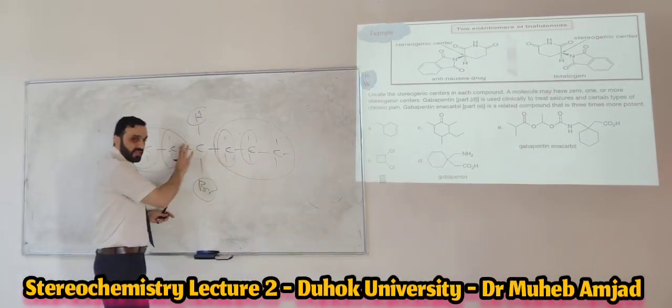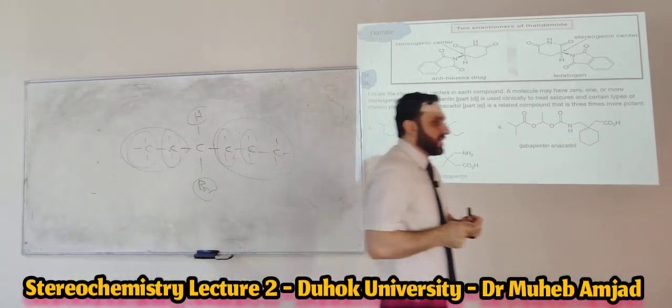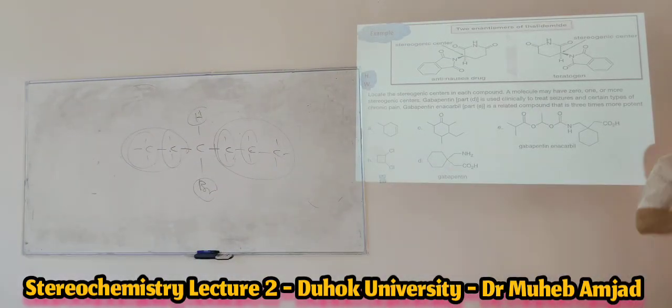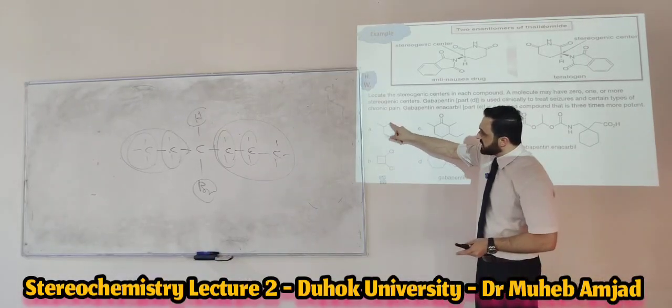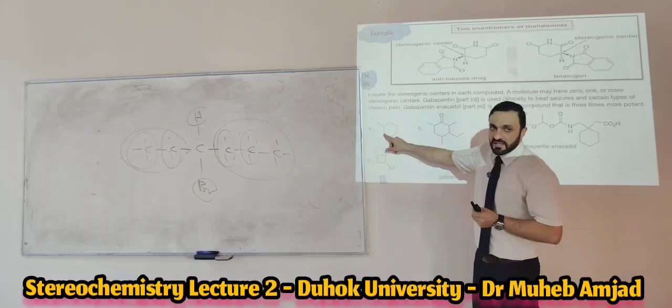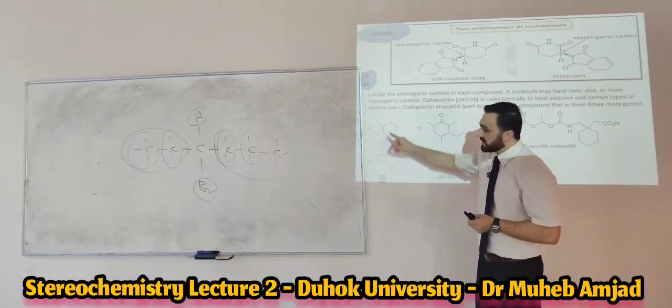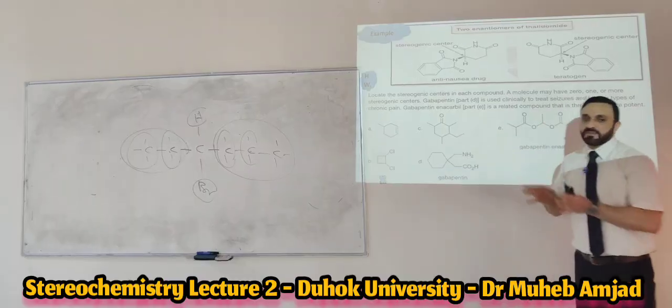For this reason, we say the stereogenic center has 4 different groups, not atoms. Groups. All the groups are different. So if you say this CH2 and this CH2 are the same, that means it is not a stereogenic center, your answer is false. You have to go to the next atom. What is the next atom here? CH. What is the next atom? CH2. That means they are different.